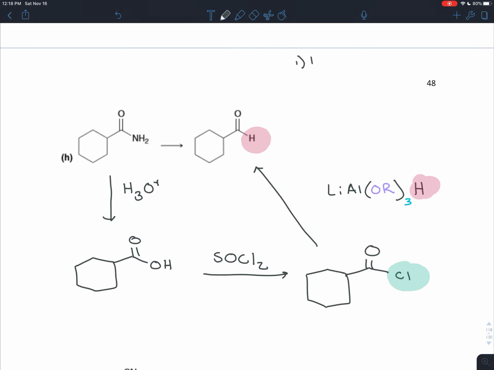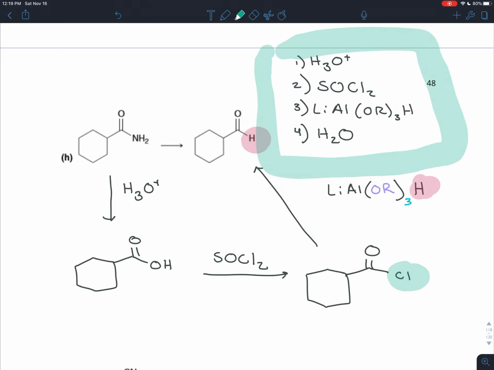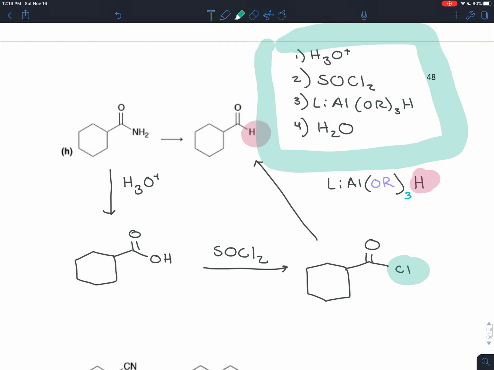So overall, the recipe that you'd use is hydronium as one step, as a second step, thionyl chloride, and as a third step, lithium aluminum trialkoxy hydride. And then anytime you use any type of reducing agent, hydrogen or carbon nucleophile, you would want to follow it up with some water just to make sure that all of the charges are stabilized by doing proton transfers. So this is your recipe for that one.